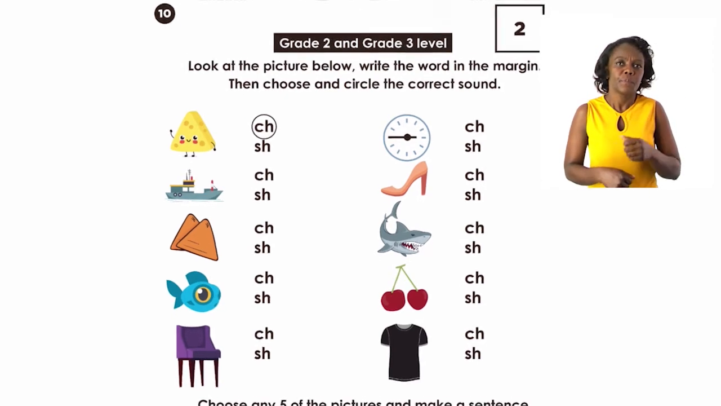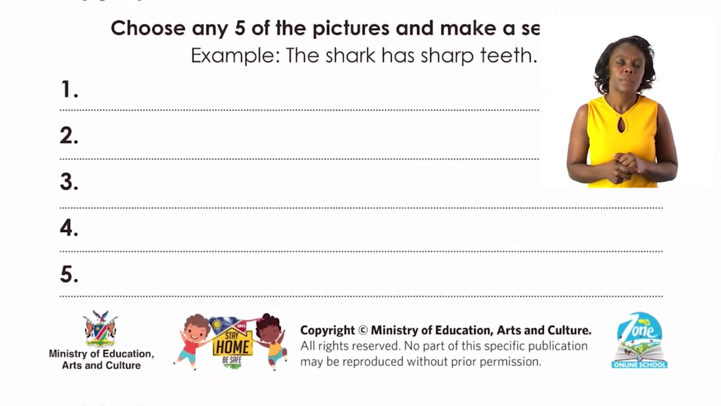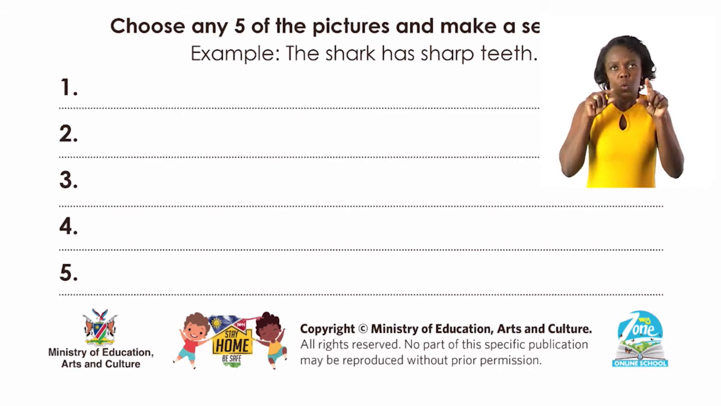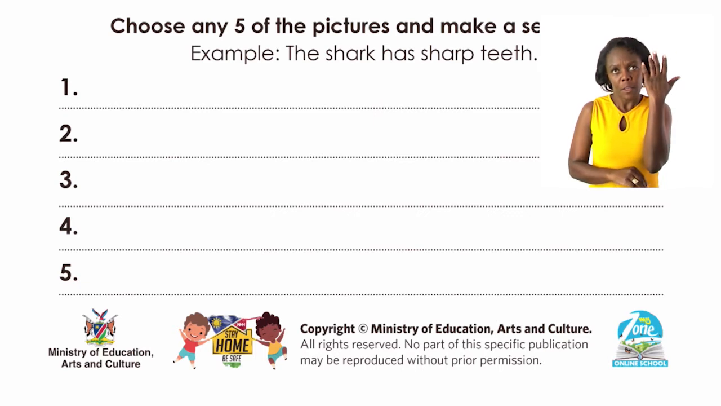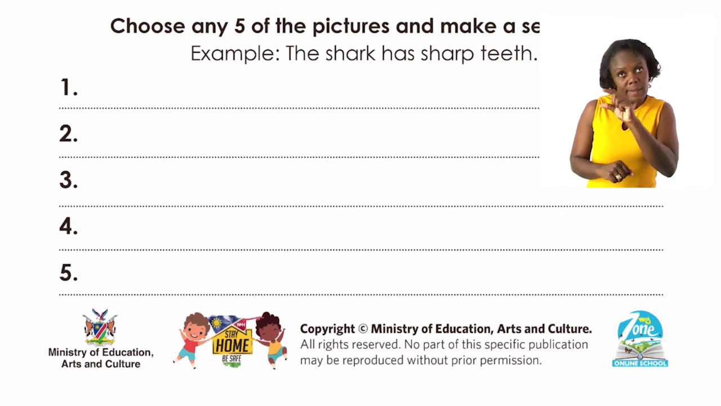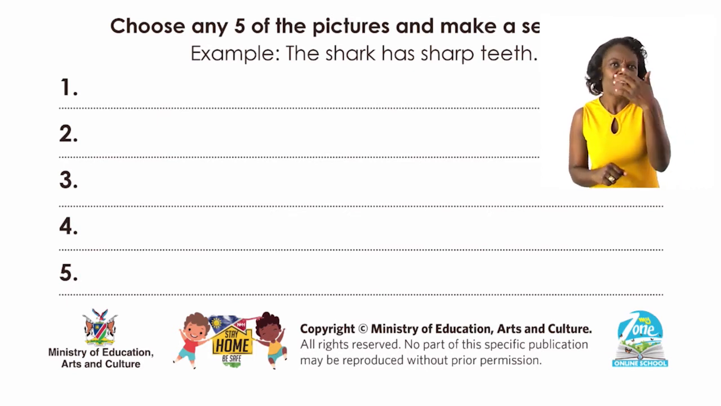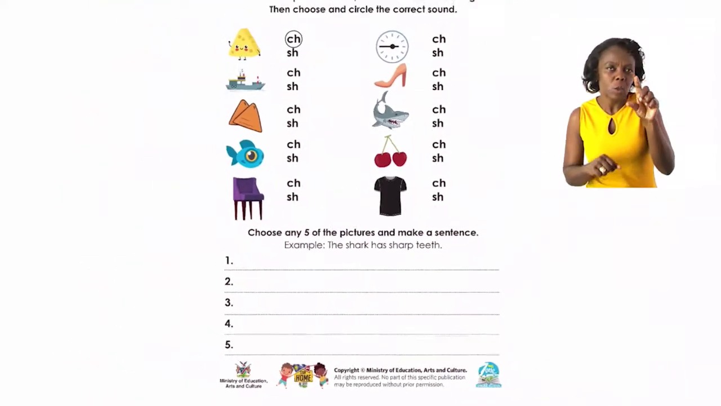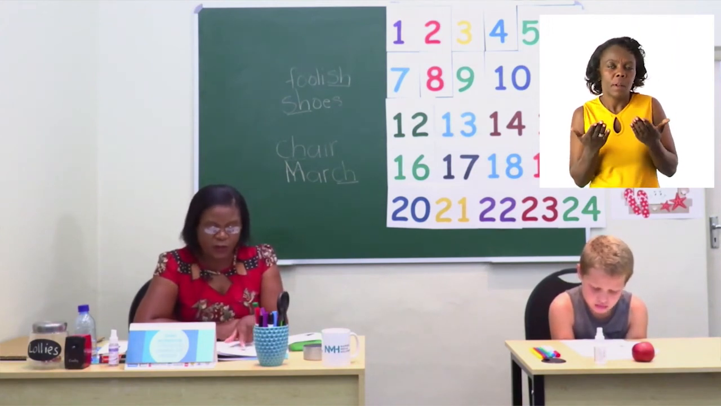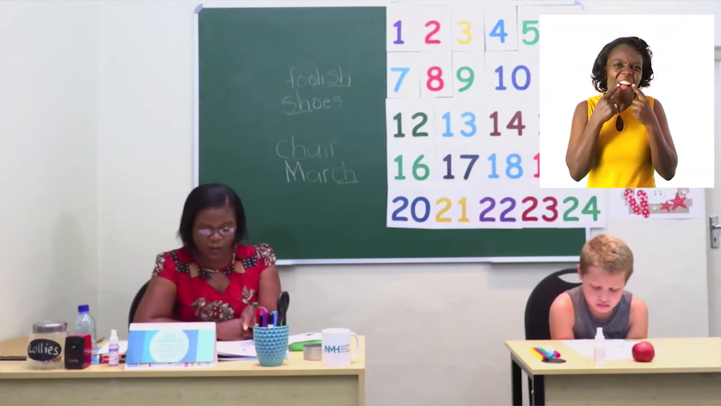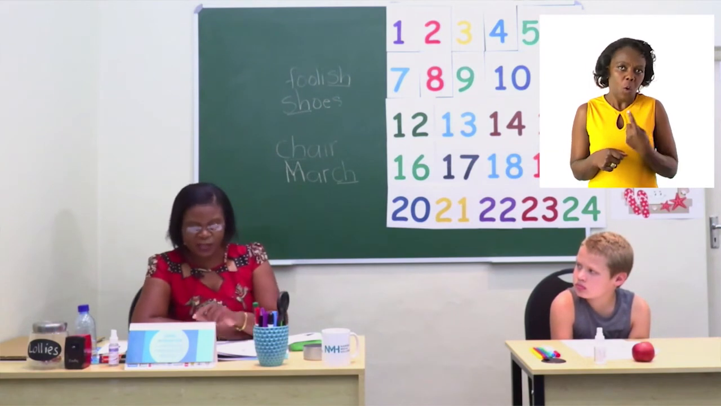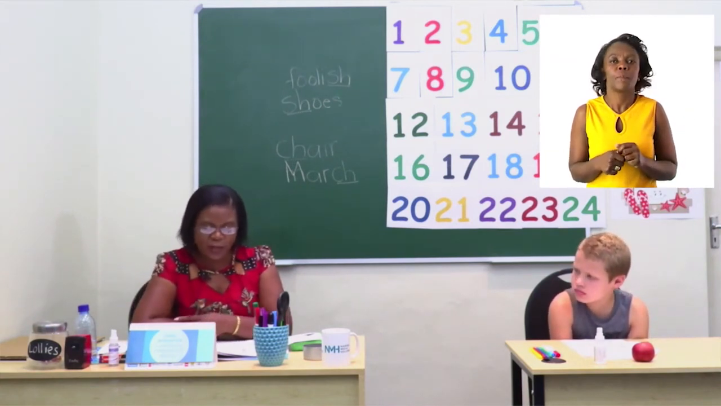Let's go down to the next exercise, just below. All right. Now you have to choose any 5 of the pictures. The given pictures which are on top there, you just have to choose 5 of them and come up with your own sentence with any of the words on the pictures. Choose 5. For example, the shark has sharp teeth. We have a shark there on the pictures, so I've chosen a shark. And then if I construct my own sentence, I put it in the sentence like that. The shark has sharp teeth.